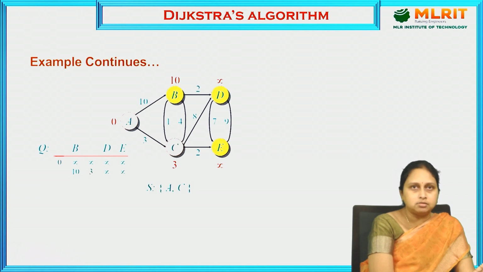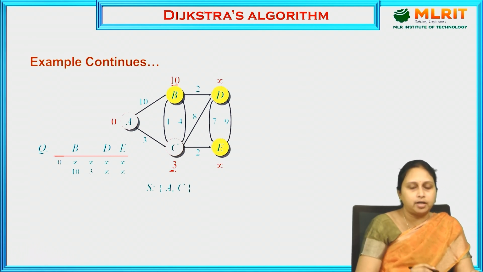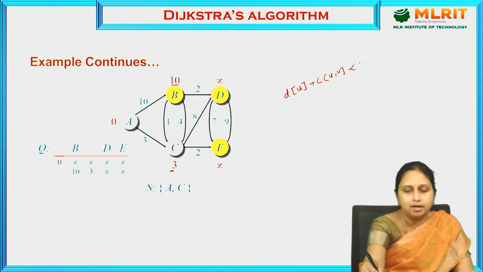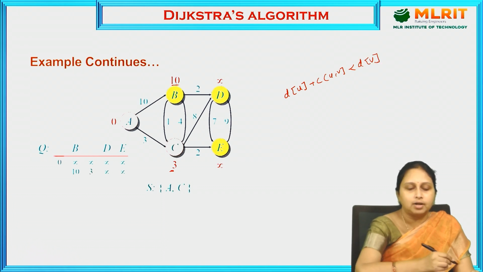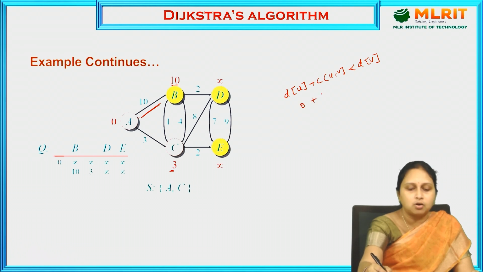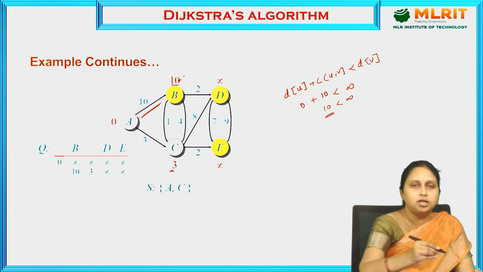Now look here. A to B you have 10 and A to C you have 3. By using the relaxation formula, we are going to find the values. How? D of U plus cost of U comma V should be less than D of V, right? If I consider this path, D of U is 0 plus cost 10, less than D of V, which is infinity. 10 is less than infinity, so I am going to replace infinity with 10.